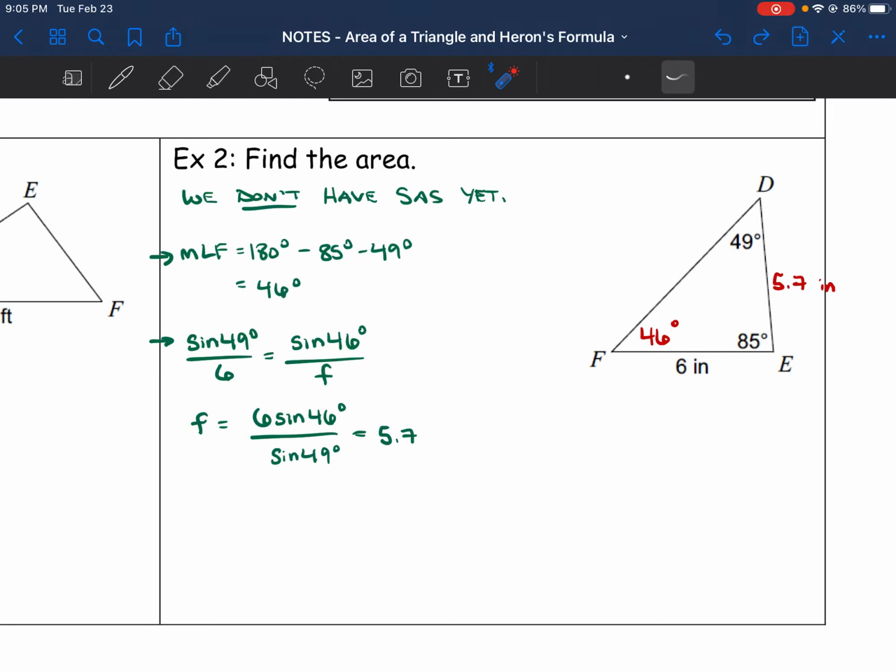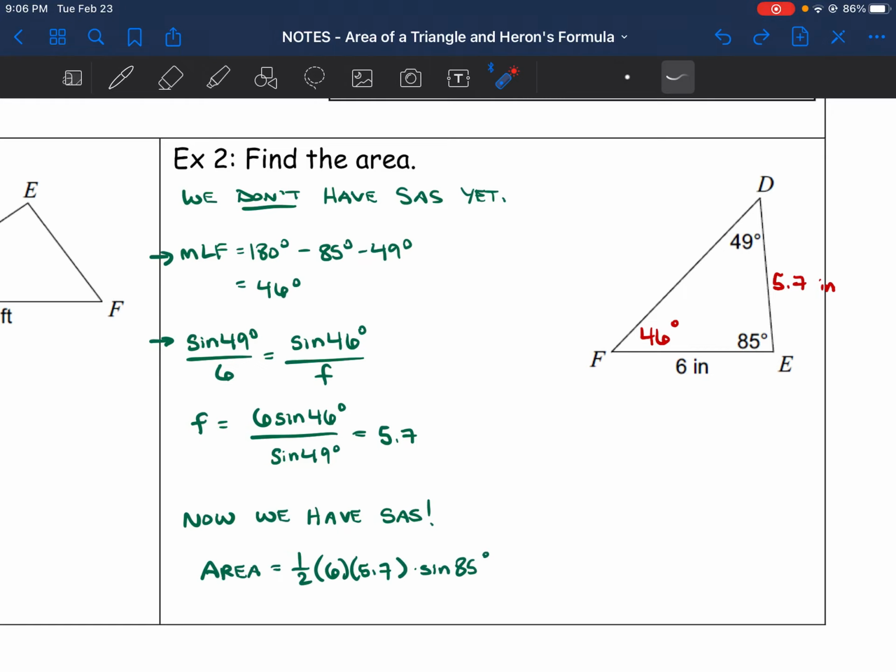Now notice that I am at the point where I have a side angle side triangle, or at least I have two sides and an included angle. I have this side here, 5.7 inches, this side here, 6 inches, and most importantly, I have the angle that's in between those two sides, which is 85 degrees. So now we have side angle side.